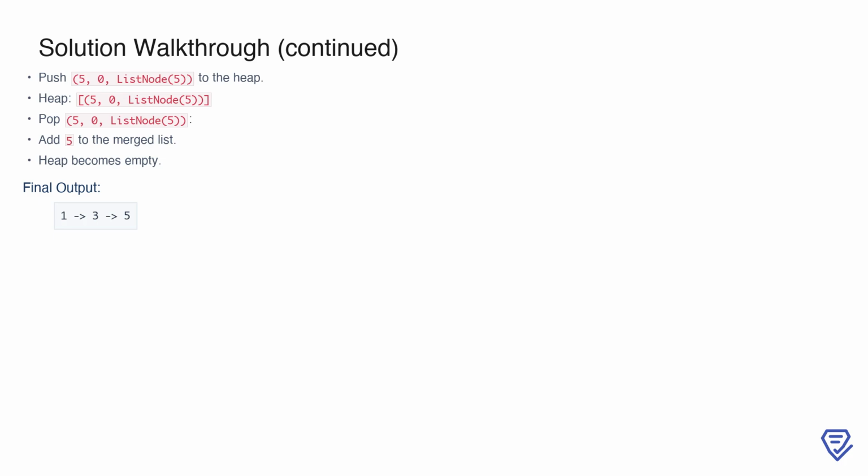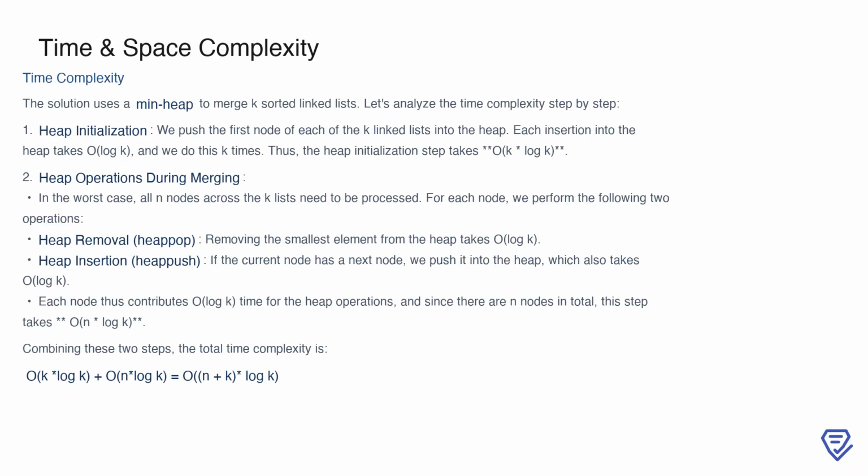Finally, we pop the last node from the heap, which has a value of 5, and add it to the merged list. At this point, the heap becomes empty, and the process concludes. The final merged list is 1-3-5. In this problem, we use a min heap to efficiently merge k sorted linked lists, and the time complexity can be broken down into two main parts.